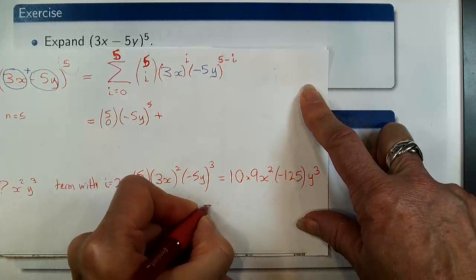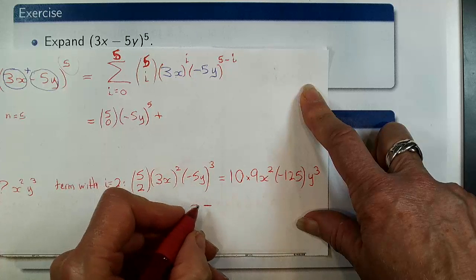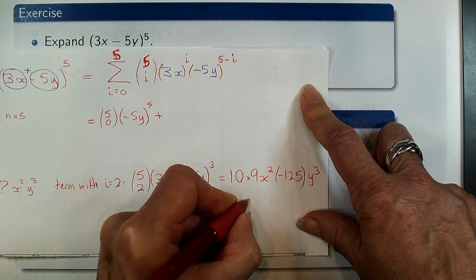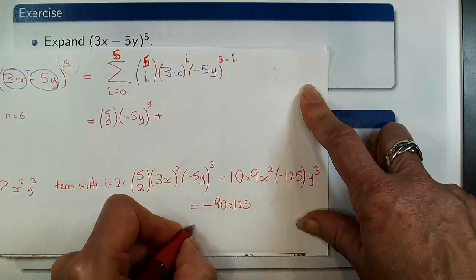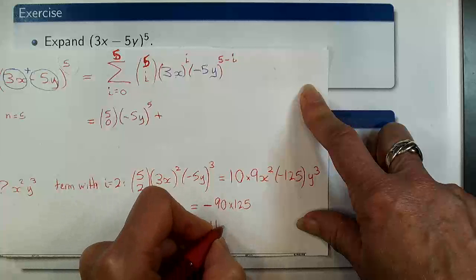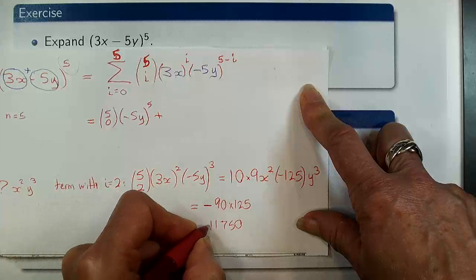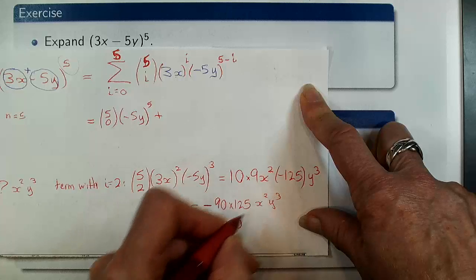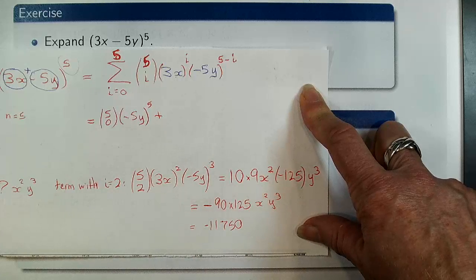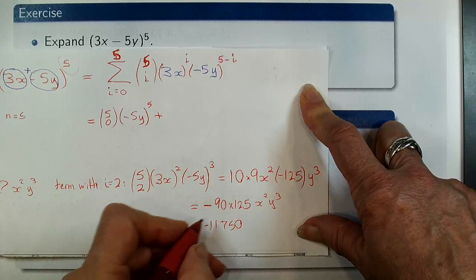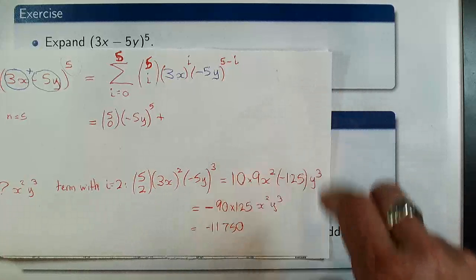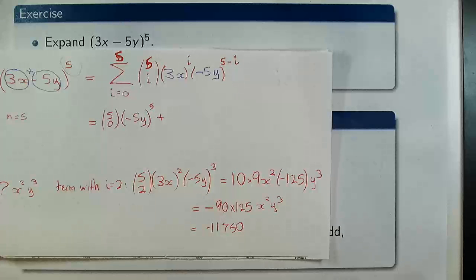Let's tidy that up a bit. It's all negative. What's 90 times 125? I don't know. 11,750. Oh, 11,750, that's right, is it? I'll just put x squared y cubed. I'm trusting you on that one. That looks good. It looks right, doesn't it? 90. No, that's not right.